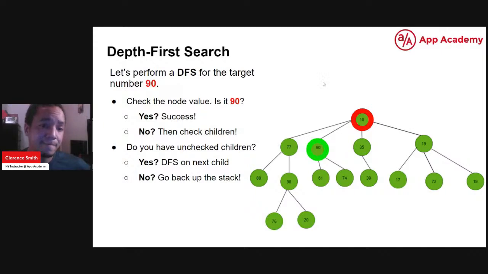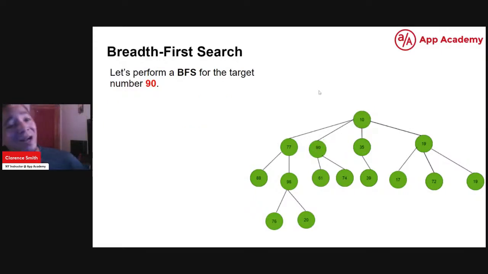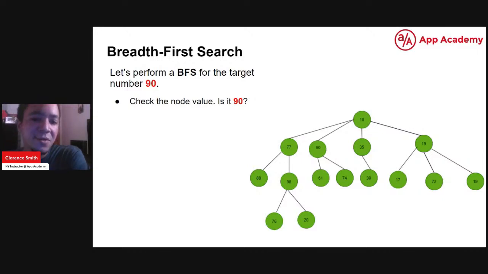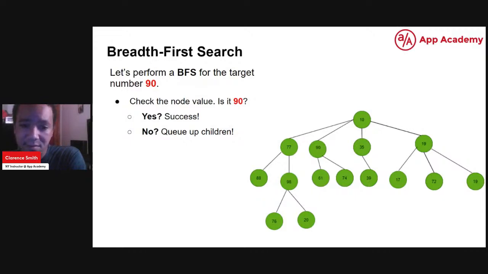Next up, we're going to look at the breadth first search. This one's going to be a little bit different. Instead of talking about stack, stack, stack, I'll be talking more about queues. Let's look at how that works. So, same idea. When you look at a node, is it 90 is the first question. If so, you're successful. You have found it. If not, then you need to queue up the children. That'll look a little different. That's different than just using a stack. And we'll see how that works.